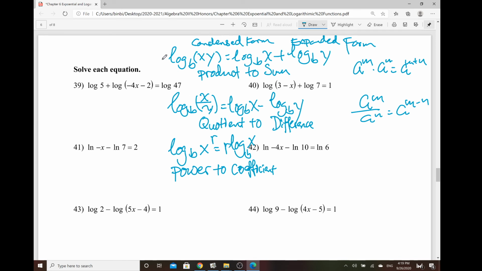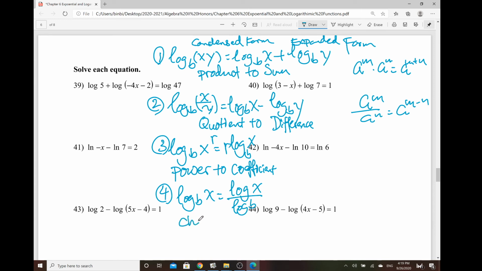And then the fourth one, this one will be even weirder. Let's say we have log base b of x. This can be written as log of x over log of b. The last one is called the change of base formula, and we're going to use that later. So we have 1, 2, 3, 4.